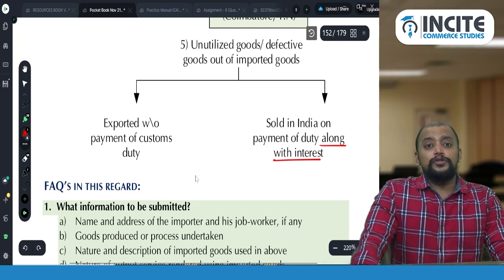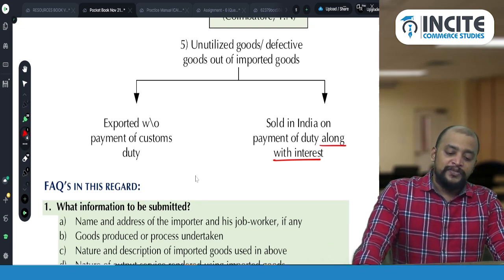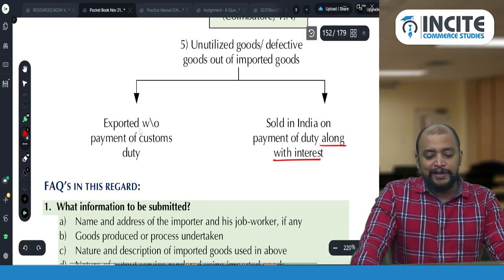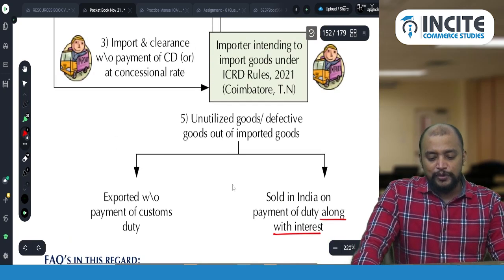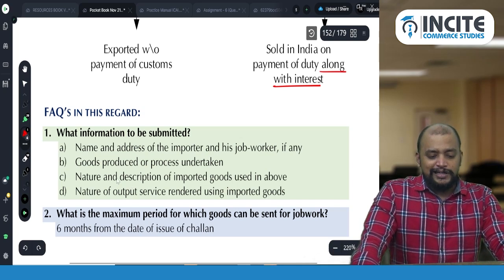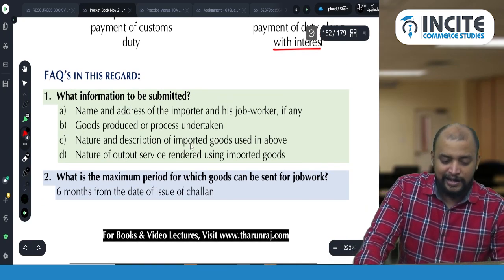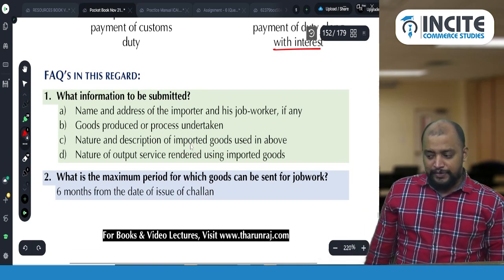Then suppose you don't want to use it, you export it back, but you cannot keep it. So what is the time limit within which this should be done? 6 months. This should be done within 6 months. Okay. So say this. What is the information to be submitted? Some FAQs in this regard.